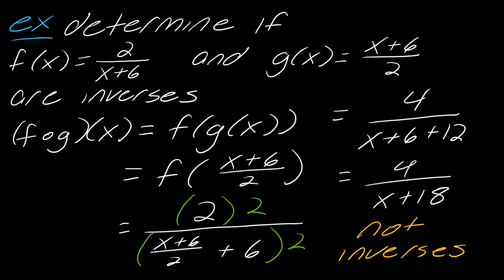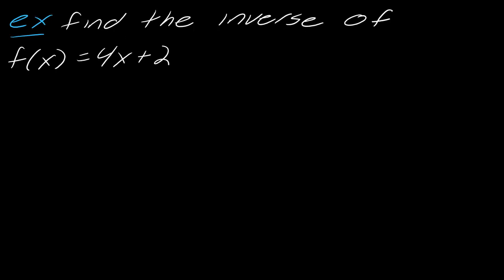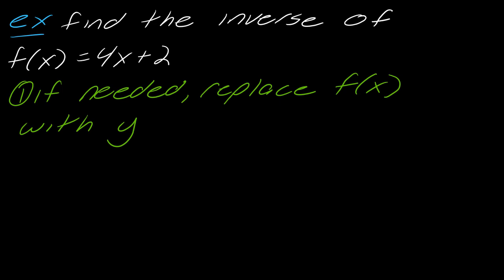Okay. So the next thing I want to do is talk about how you actually find an inverse. I thought this would be easiest if we just did it with an example. So I've got the function f of x equals 4x plus 2. The first thing you want to do is, if needed, replace f of x with y. F of x and y are often interchangeable, so I'm just going to restate it like that.